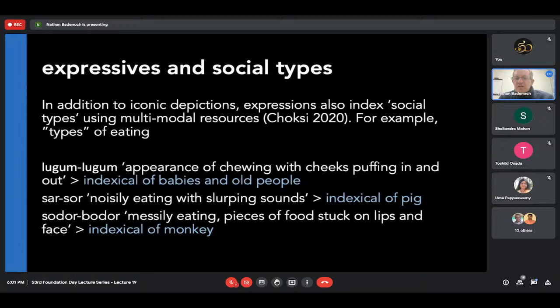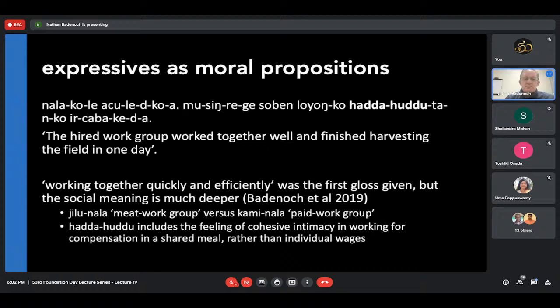And so this indexation of different social types, we found to be a very important aspect of the expressives, which is sort of beyond the direct depiction of, in this case, styles of eating with the different sounds, but with the social types that are indexed when we see how these actions are interpreted. So there are judgments that go along with these.